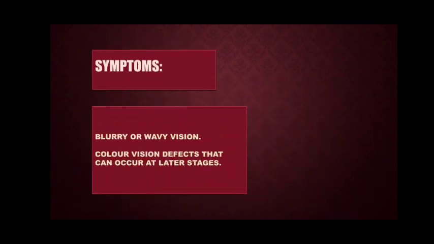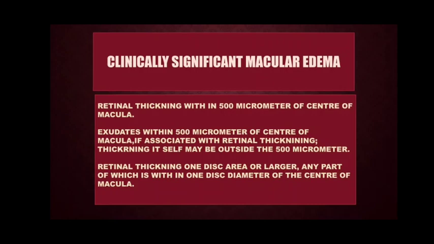The person who has macular edema, his retina is not able to produce a sharp image. His vision is blurred or wavy. Along with it, color vision defects also occur. He sees faded colors. Sometimes macular edema is not significant. Clinically insignificant macular edema does not show visual symptoms.